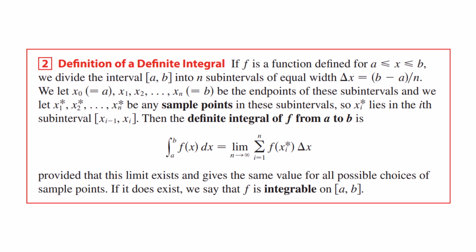Then the definite integral of f from a to b is given as the limit as n approaches infinity of the summation from i equals 1 to n of f of x sub i star times delta x, provided that this limit exists and gives the same value for all possible choices of the sample points. If it does exist, we say that f is integrable on the closed interval [a, b].